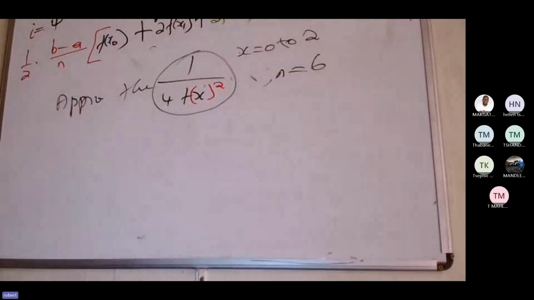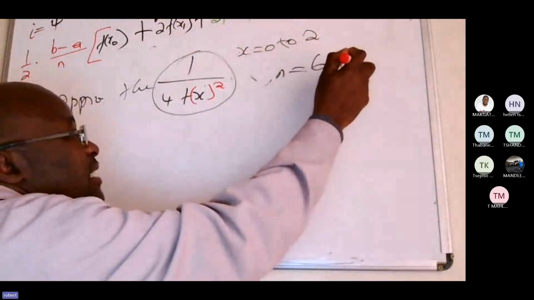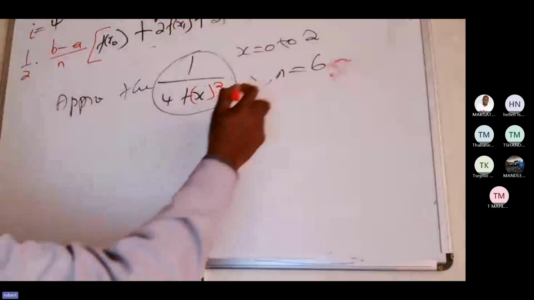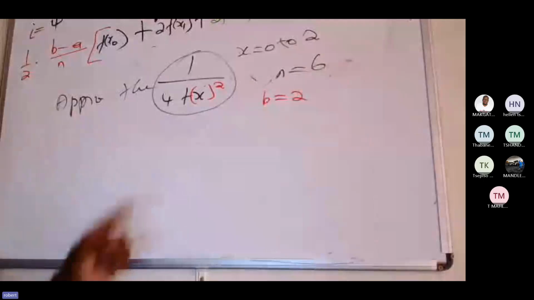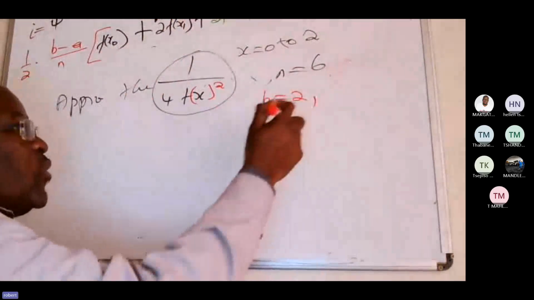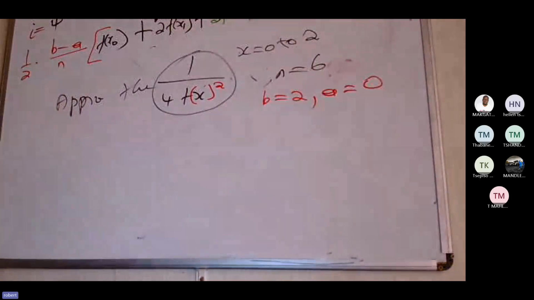So now you start answering it. You say, what is my n? Obviously, n is equal to 6. What is your b? Your b is equal to the upper limit, which will be 2. And what about your a? Your a is the lower limit, which is 0.